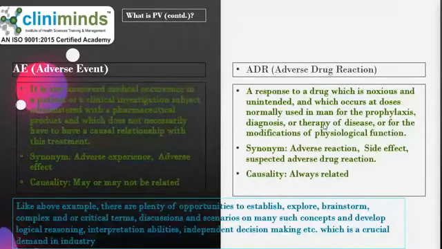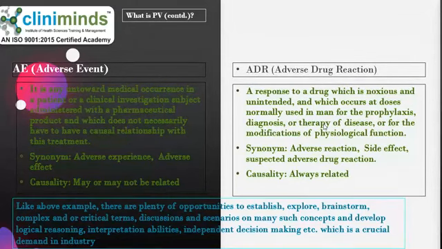Let us look at it. There are two important aspects. Example is adverse event and adverse drug reaction. To define adverse event, it is any untoward medical occurrence in a patient or a clinical investigation subject administered with a pharmaceutical product, and which does not necessarily have a causal relationship with this treatment. Synonym: adverse experience, adverse event. Causality may or may not be related.